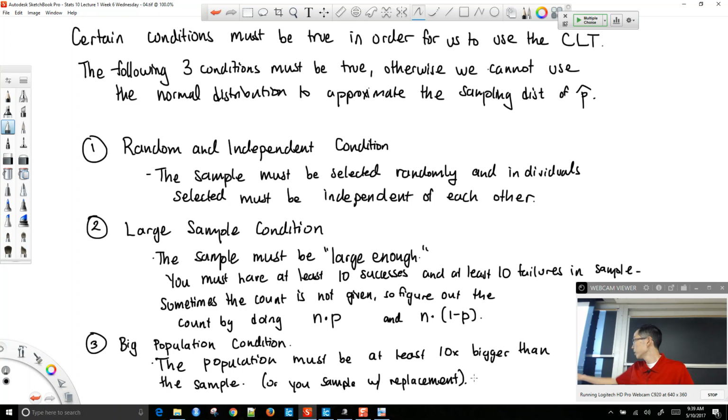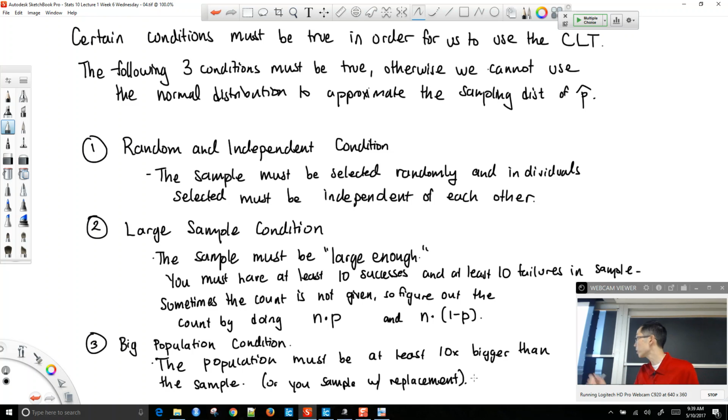You don't have to worry about the big population condition if you sample with replacement, meaning if you draw out the card and you say, okay, I got a black card, but then I put it back in so that it remains 26 red and 26 black the whole time, then you don't have to worry about taking samples that are too big. But if you're sampling without replacement, which is most of the time, then you want to make sure you're not drawing more than 10% of the population.